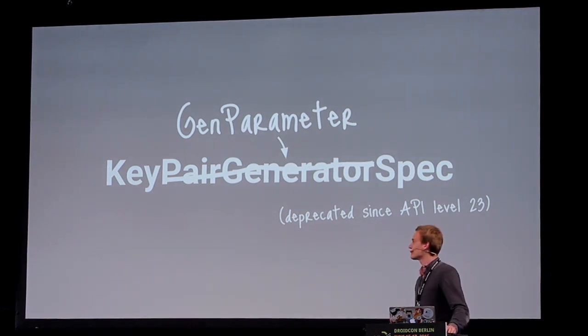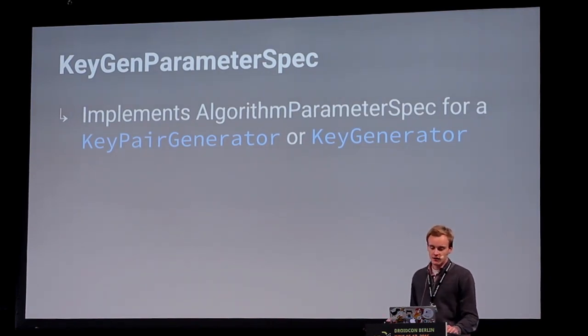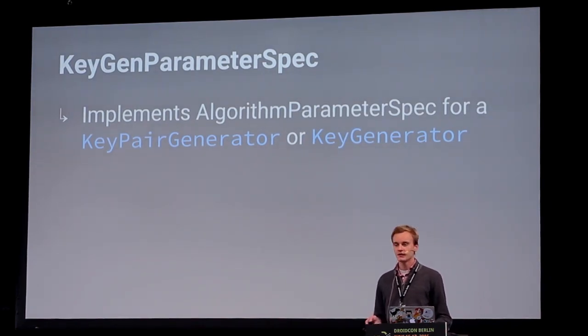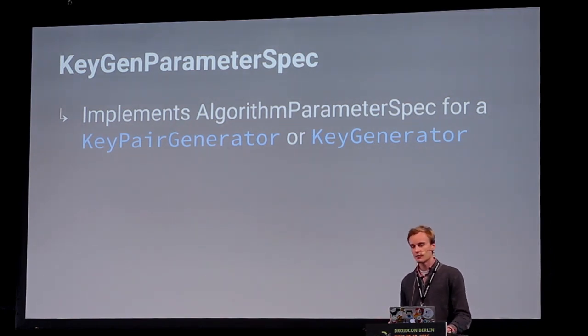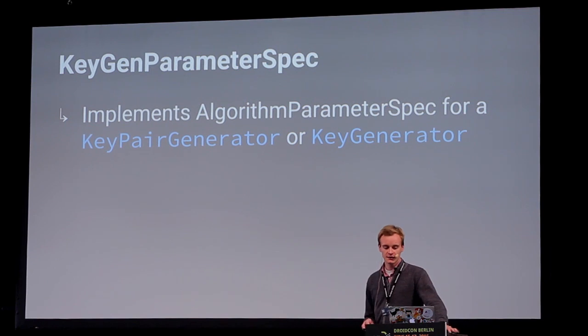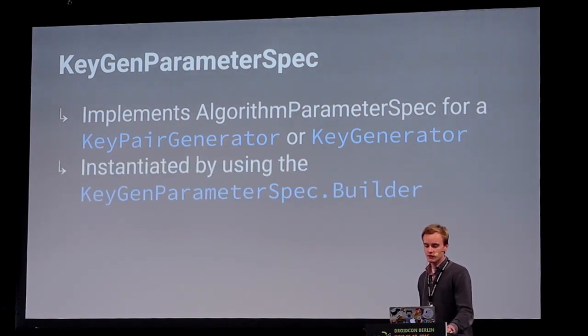The KeyGenParameterSpec class implements the AlgorithmParameterSpec for the KeyPairGenerator or the KeyGenerator, and in the end, the KeyGenerator and KeyPairGenerator are just generator classes, engine classes, which are capable of generating private and the related public key material utilizing the algorithm they were initialized with. And the whole thing is instantiated by the KeyGenParameterSpec Builder.